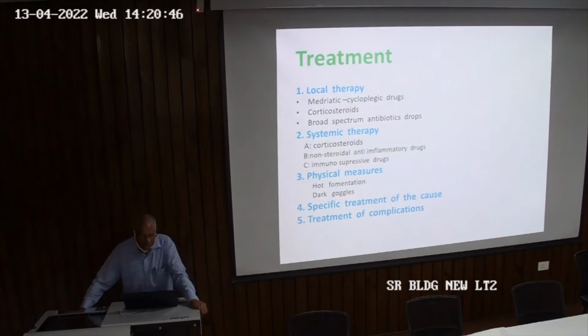Systemic therapy also will start: corticosteroids or non-steroidal anti-inflammatory drugs or immunosuppressive drugs. Physical measures, some hot fomentation and dark goggles. These two things are an important part. We will start that.